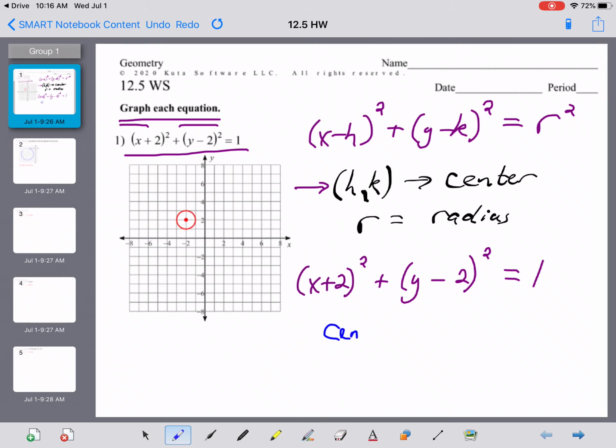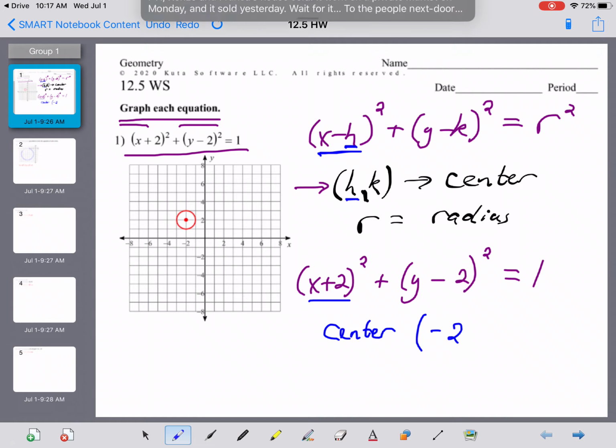So the center of our circle comes from the numbers that are being subtracted from x and from y. Now this is a little bit tricky to get used to here. The standard form equation is x minus h, and h is the number right here that's being subtracted from x. Now when we look at our equation, we don't have x minus anything, we have x plus 2, but we've got to think in terms of subtraction. Adding 2 is the same thing as subtracting negative 2. So our h value is actually negative 2.